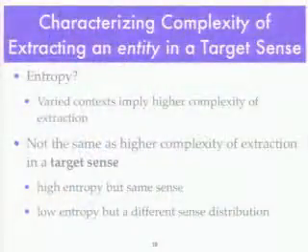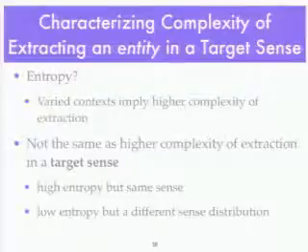And so in this work, we decided to go and validate this hypothesis. So how does one characterize the complexity of extracting an entity in a target sense, say movies? Many of you are probably thinking entropy. If there is varied context around the entity in a corpus, then it's harder to extract, and its complexity of extraction should be much higher.